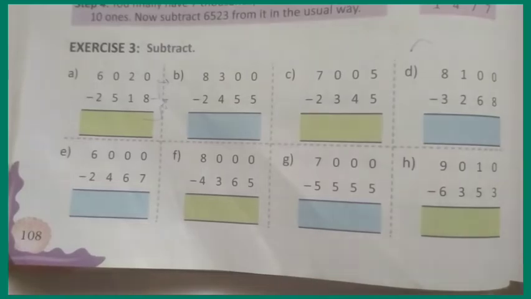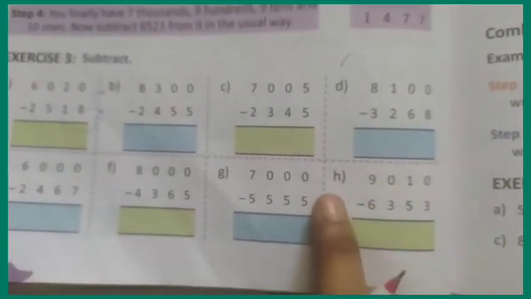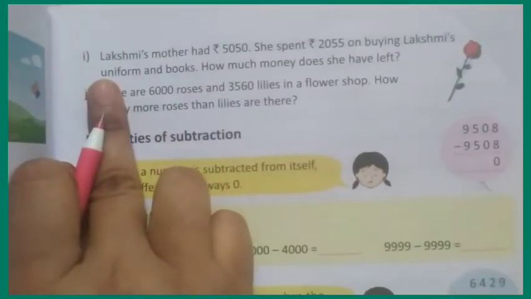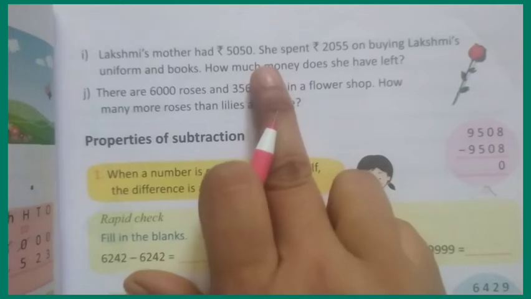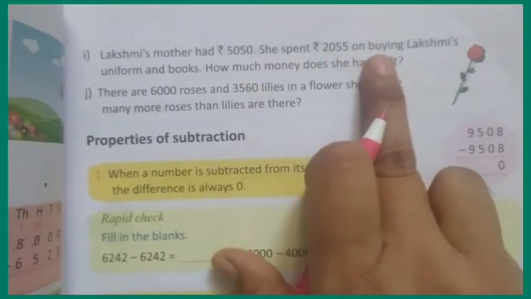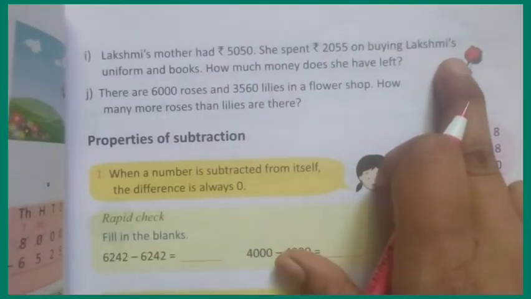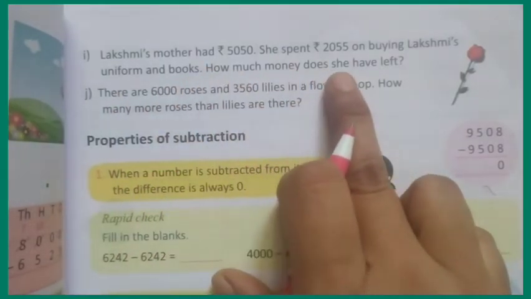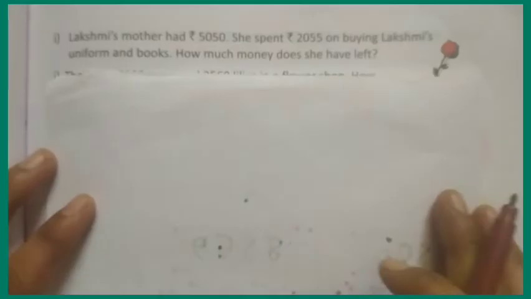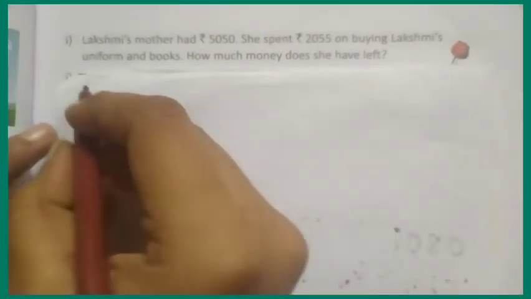Now I will explain up to H your homework. I will explain I. Look here, Lakshmi's mother had 5050 rupees. She spent 2055 on buying Lakshmi's uniform and books. How much money does she have left? Look at I answer.